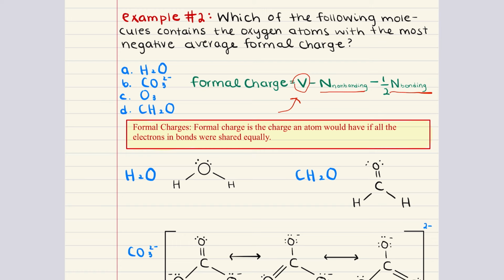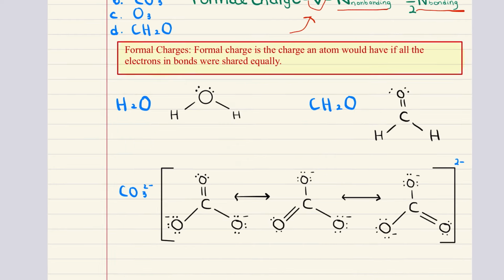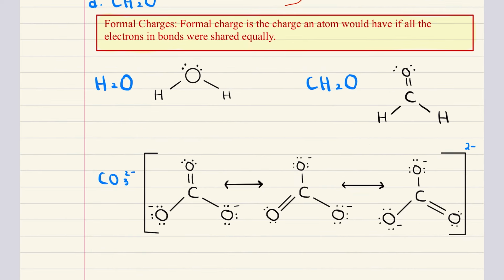So what we're going to do is go through each answer choice and work through them, and then figure out which molecule contains the oxygen atom with the most negative average formal charge. So let's start with option A. In water, all right, we have drawn here, oxygen forms two single bonds with hydrogen, and it also has two lone pairs of electrons. And so we can go ahead and calculate the formal charge for this oxygen.